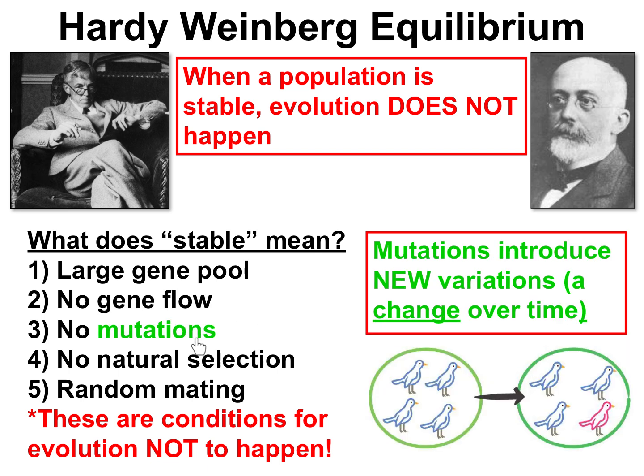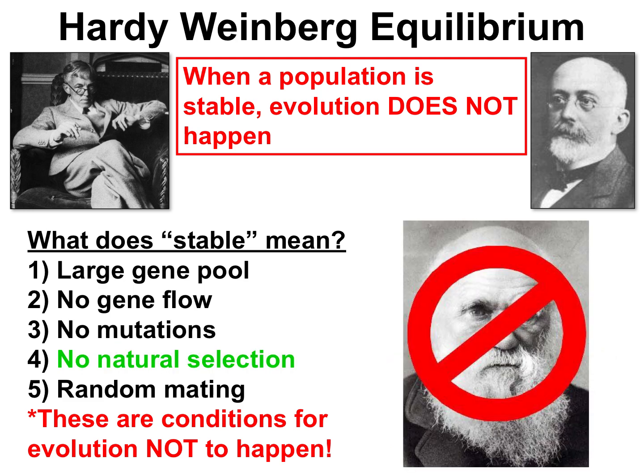Next is no mutations. Mutations can cause evolution by introducing new variations, like this red bird right here. And since mutations introduce change, mutations cause evolution. A stable population in Hardy-Weinberg equilibrium has no mutations. Hopefully, no natural selection is really obvious. Natural selection is a process that causes evolution, so a population in equilibrium can't have natural selection. Hopefully you're seeing how this equilibrium is more of an idea than a real thing.